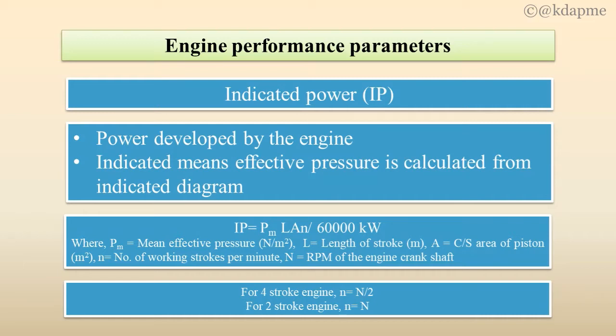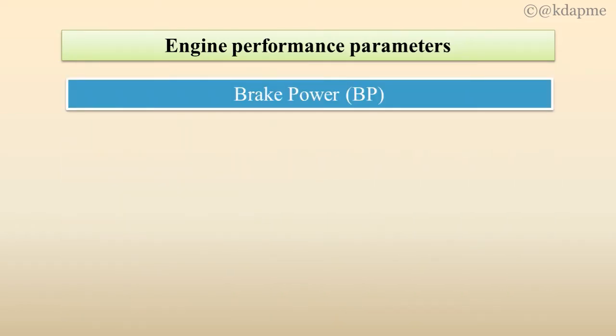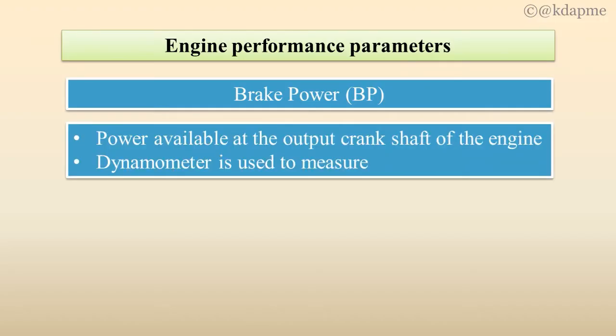Okay, next is brake power. Brake power is shortly known as BP, and it is the power available at the output shaft. This power can be determined using a device known as a dynamometer. There are different types of dynamometers, but you can simply use a dynamometer to calculate the brake power.